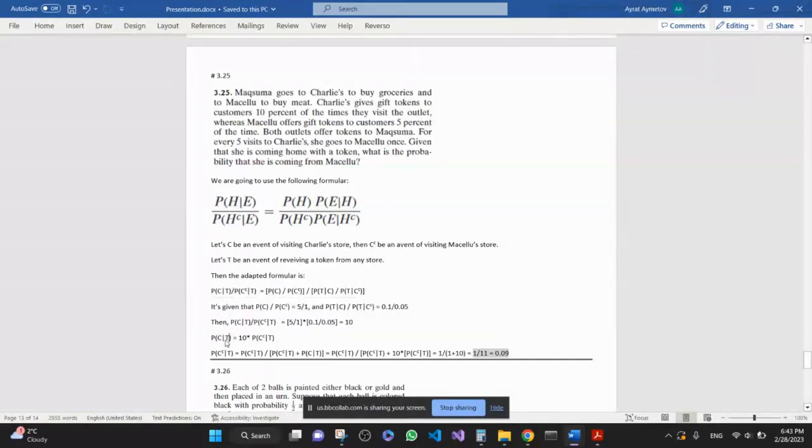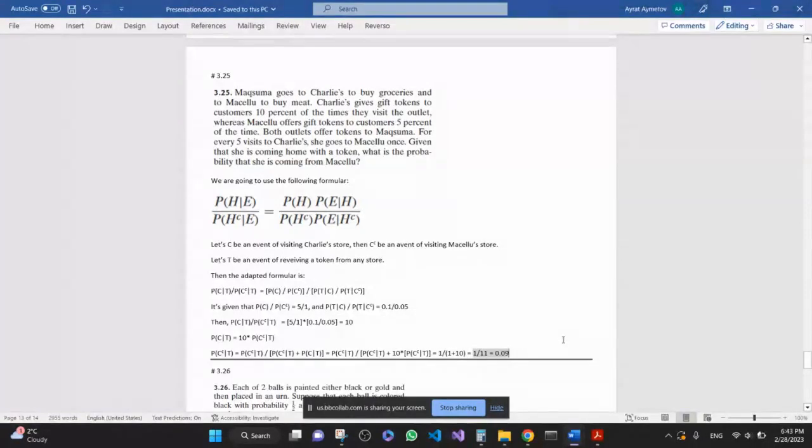So the probability of having a token from Charles's store is 10 times more than the probability of having a token from Marcelo's store. Okay, so now I have to find the probability that the token is from Marcelo's store. So it's a proportion of the probability of having a token from Marcelo's store to the total probability. That's 1/11.